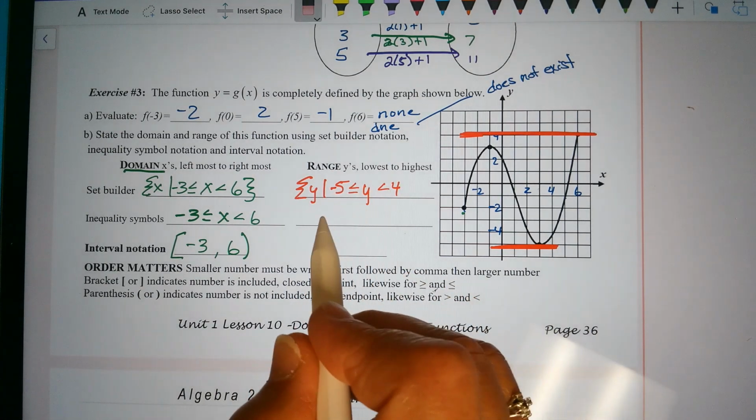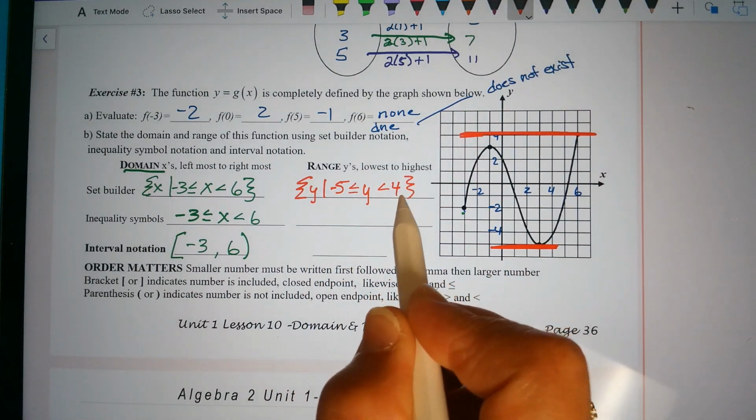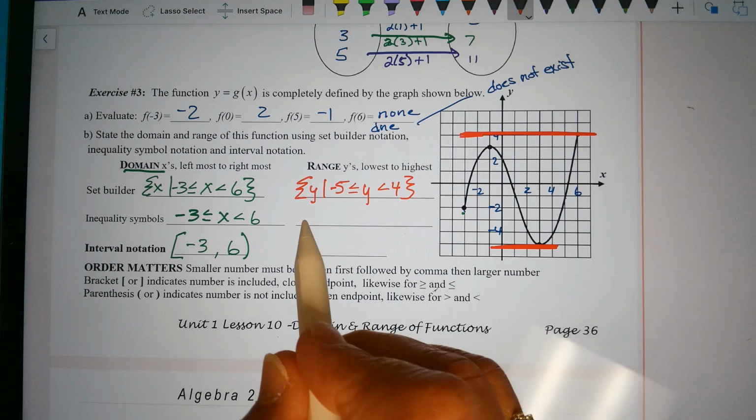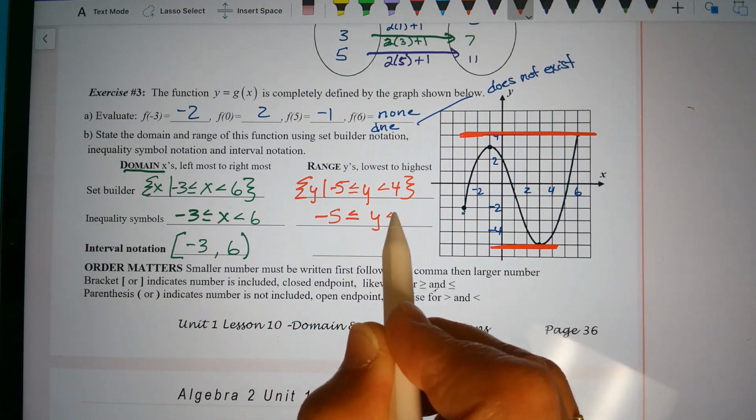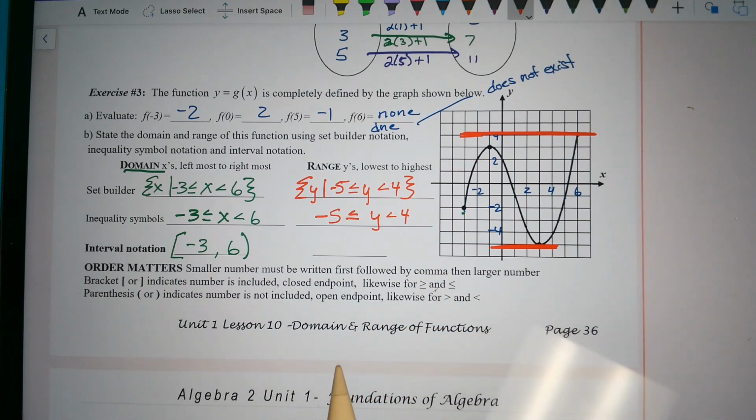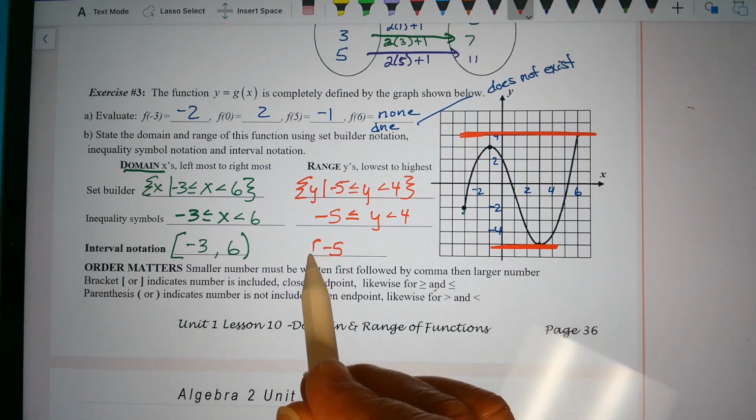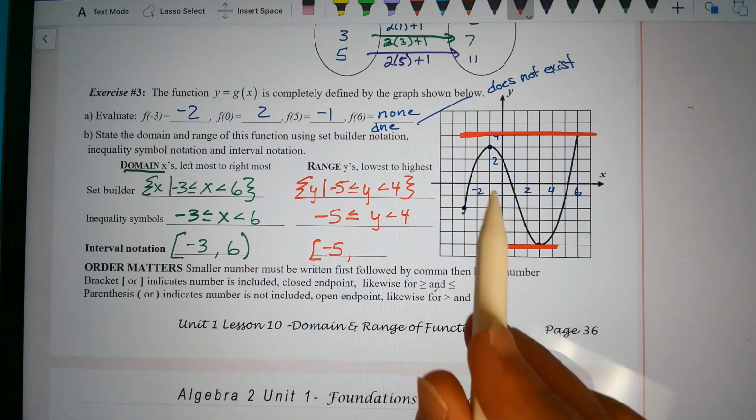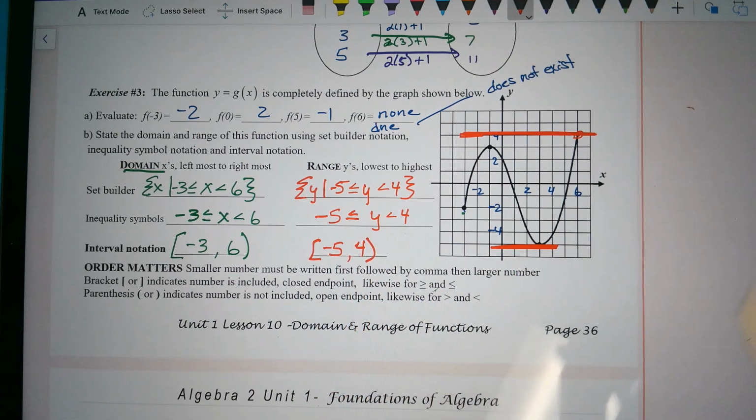And that's the inequality symbol. Let me finish my set notation there. Okay, so -5 is less than or equal to y, which is less than 4. And we have to have y as the variable for the range. In interval notation, -5 gets a closed bracket and the 4 then gets an open one, because that was an open circle there.